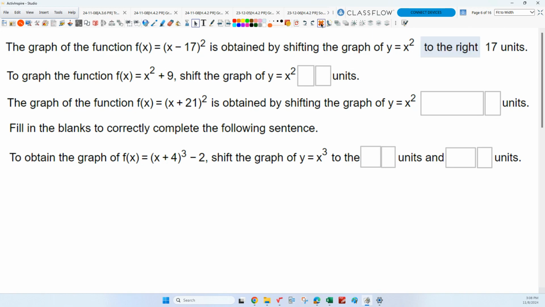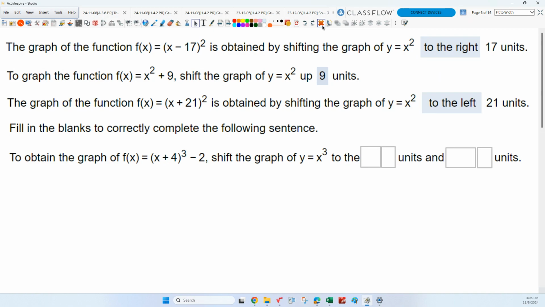Make sense? Okay. Now what happens if I start with x squared and I add 9 to the function outside of the function? Going up. Okay, now what if I add 21 to x inside the function? I'm going left.